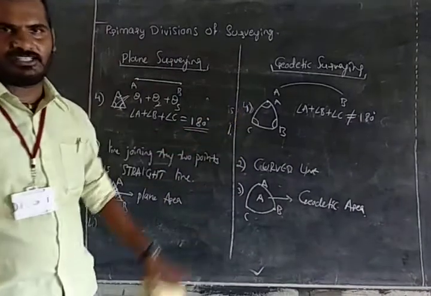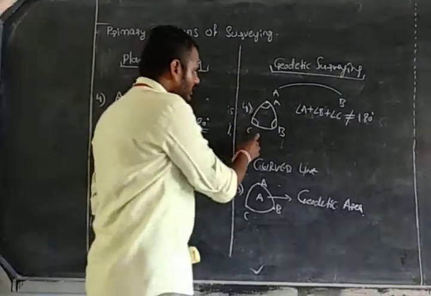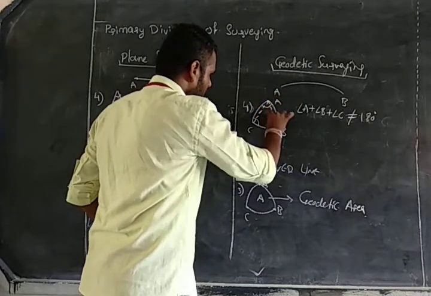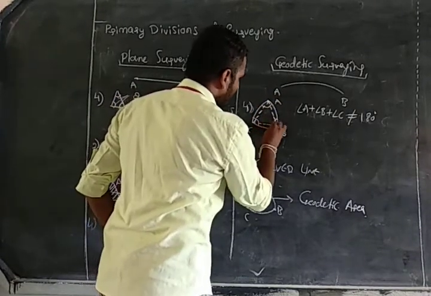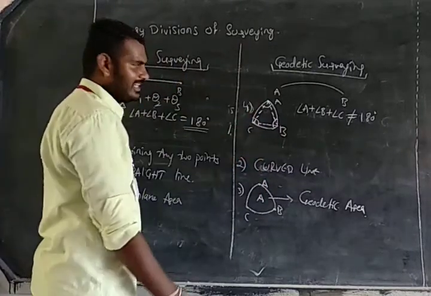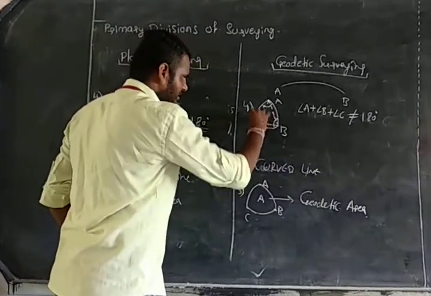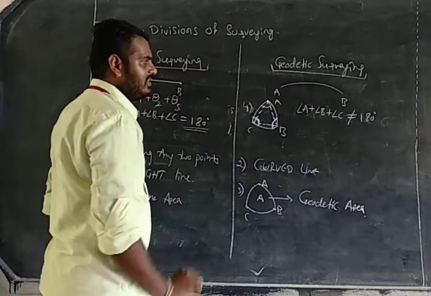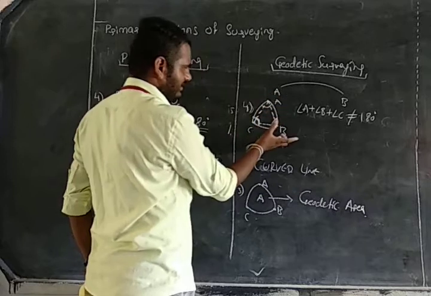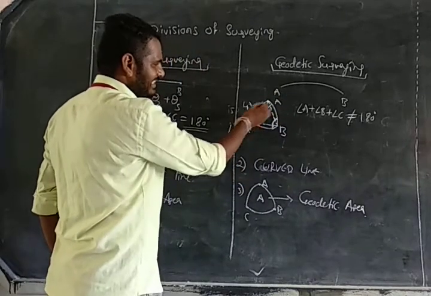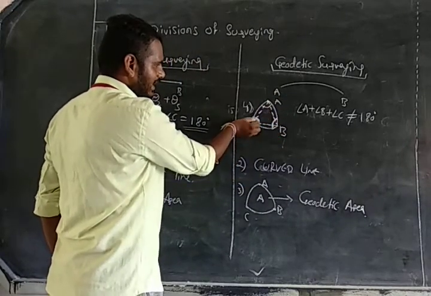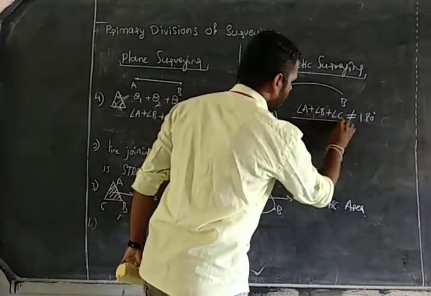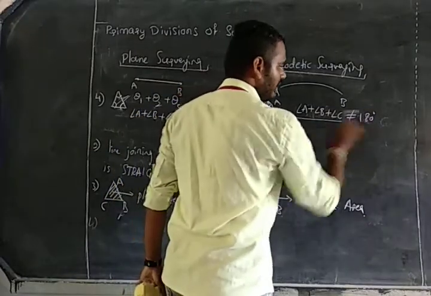In the case of geodetic survey, since the angle is bounded by the curvature itself, these dotted lines refer to the plane, whereas the thick lines refer to the curve. Since this angle is different, this angle is different, this angle is different, in all the cases the plane angle is less than the geodetic angle. Therefore, the summation of angles may not always equal 180 degrees.